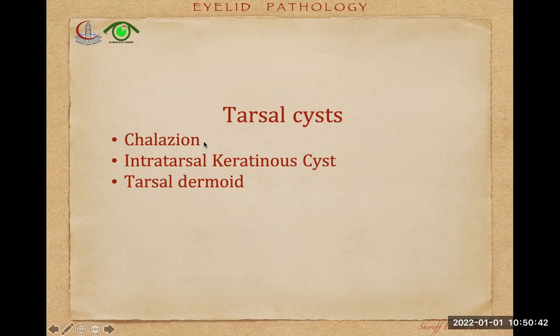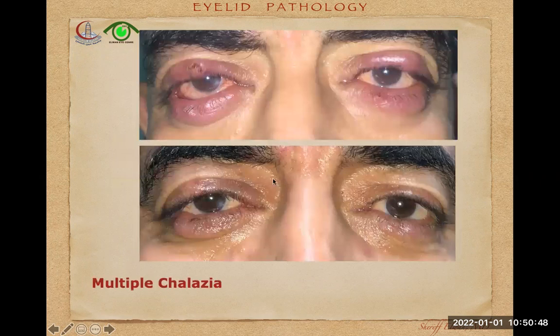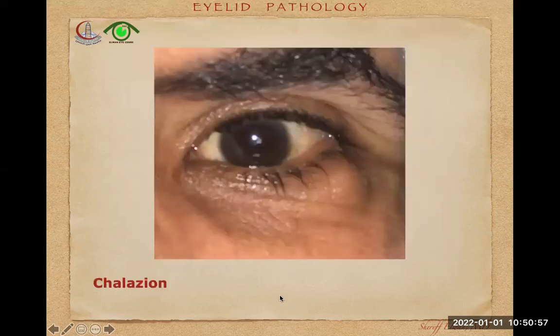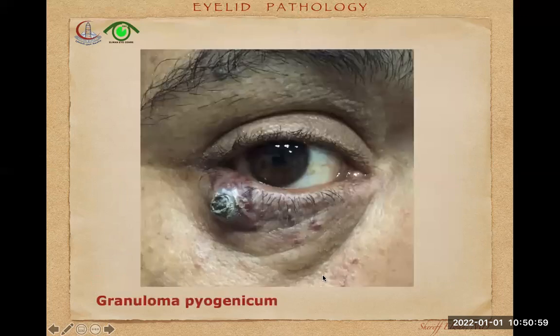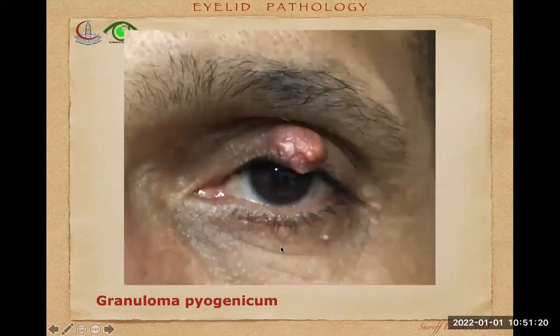Tarsal cysts are the chalazion, the intratarsal keratinous cyst, and the tarsal dermoid. Multiple chalazia inflamed after treatment and intralesional injection. It's a chalazion, another chalazion in a child, and a granuloma pyogenicum, where the chronic inflammation with pus formation caused a formation of a granuloma, not granulomatous inflammation, a granuloma with admixed fibroblasts and pus cells. As you can see, this is a granuloma pyogenicum.